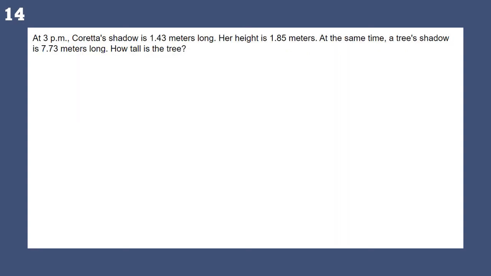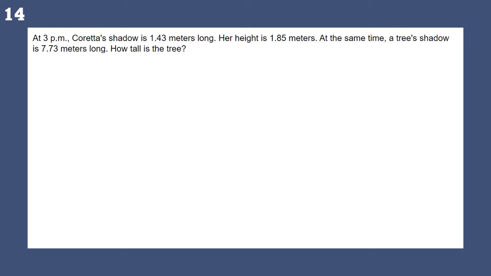At 3 p.m., Coretta's shadow is 1.43 meters long and her height is 1.85 meters. At the same time, a tree's shadow is 7.73 meters long. How tall is the tree? Now, to solve this problem, it's at the same time and we're talking about shadows, so let's assume they're at the same place. It doesn't say that. And this is a classic way that they found the circumference of the Earth.